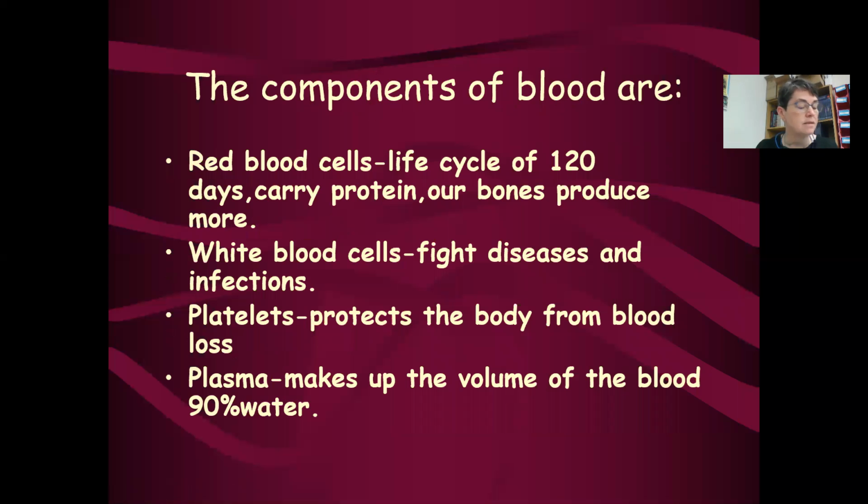The components of blood. Well, you got the red blood cell. Okay, a life cycle of 120 days. Oh, I should mention this presentation was originally made by Shannon and Pam, and I just modified it for our use. Anyway, life cycle of 120 days. They carry oxygen. They're the main ones. Hemoglobin is the actual chemical on the red blood cell that's being carried, and our bones produce more of them.